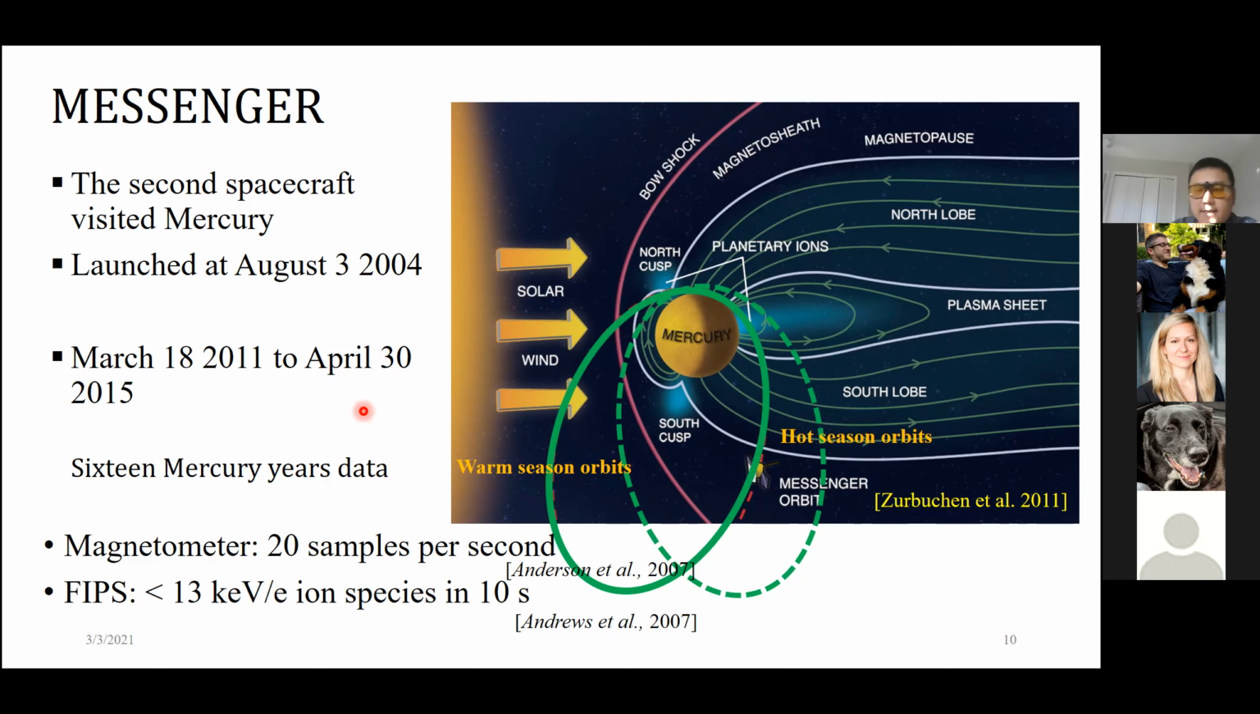On the right-hand side here, it shows the orbit trajectory of MESSENGER when it orbited Mercury. It has a periapsis of several hundred kilometers above the planet's surface near the northern pole region. When it crossed the day-side magnetosphere, it sometimes crossed very close to the subsolar point and then the northern cusp, so it could cross from the day side to the night side. On the other hand, it also crossed from the night side to the day side. So it depends on the season.